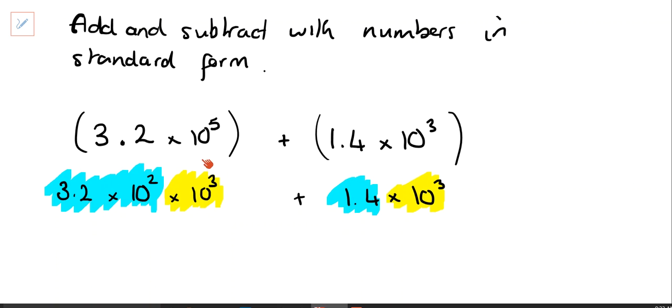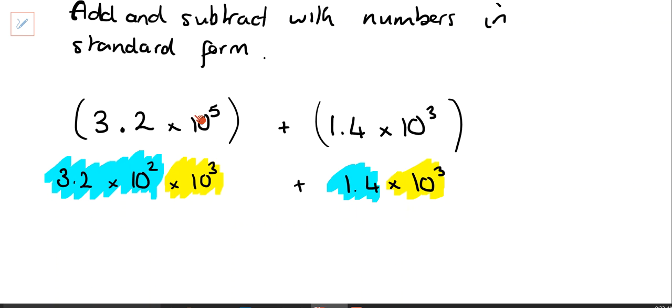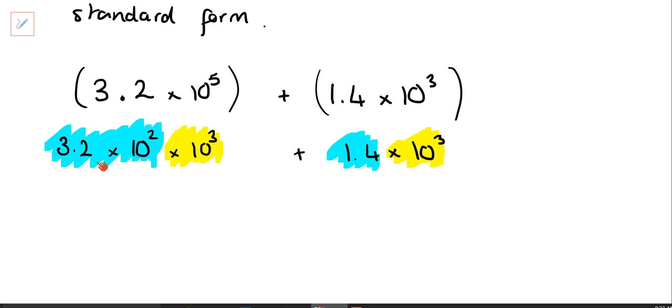What is 3.2? Now, a lot of you are going to go, oh great, finally. Now we can convert 3.2 times 10 to the 2 into an ordinary number. And what would it be? 320. So we've got 320 times 10 to the power of 3 plus 1.4 times 10 to the power of 3.